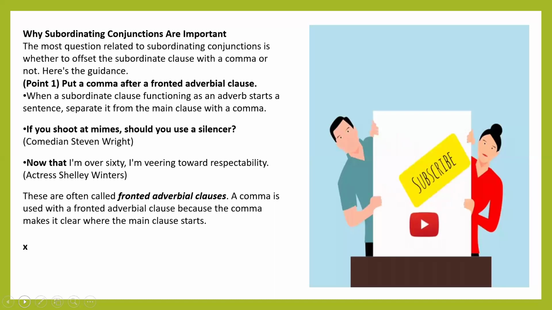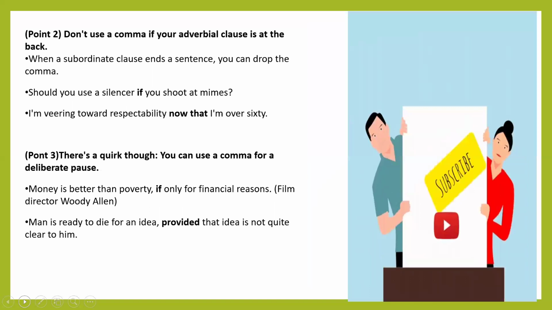Now that I'm over 60, I am veering toward respectability. This was said by actress Sally Winters. Now that I'm over 60 is an adverbial clause, so we have to use a comma. I'm veering toward respectability; veering means I'm turning toward respectability. These are often called fronted adverbial clauses. A comma is used with a fronted adverbial clause because the comma makes it clear where the main clause starts.